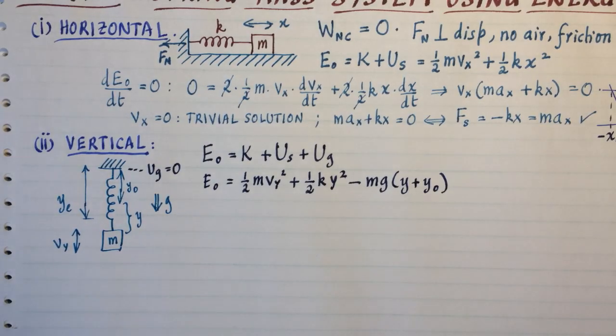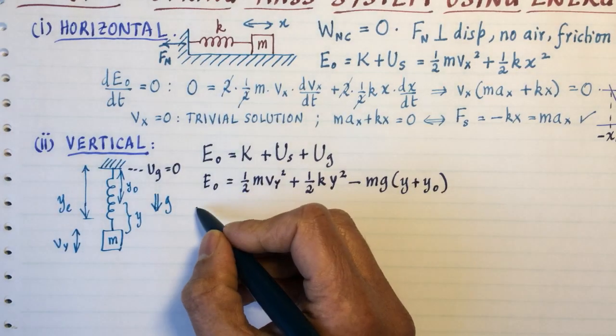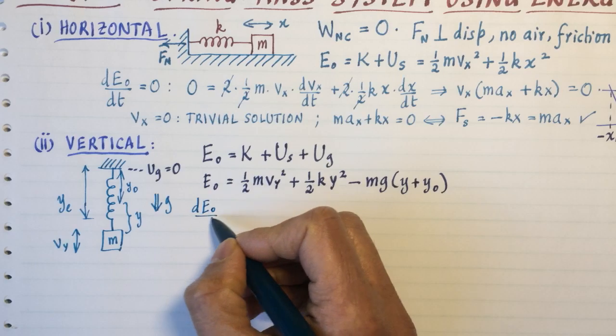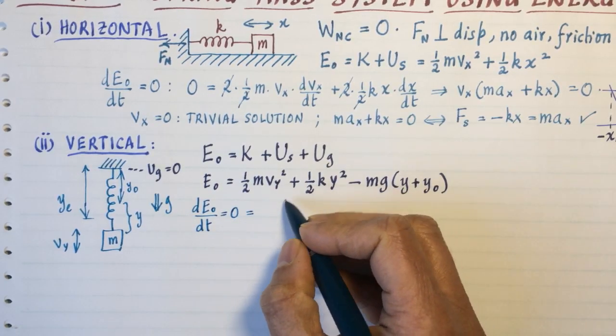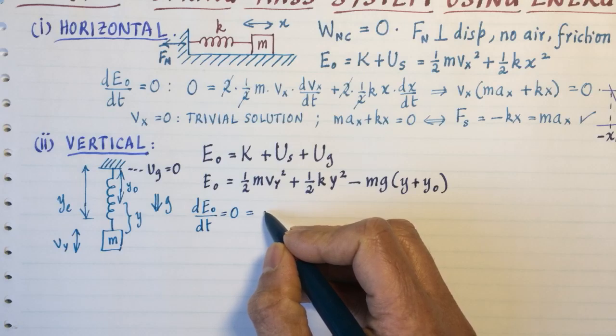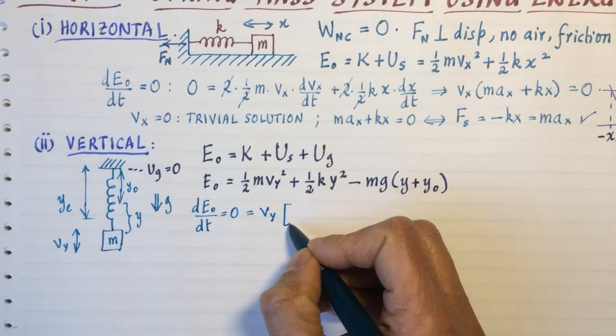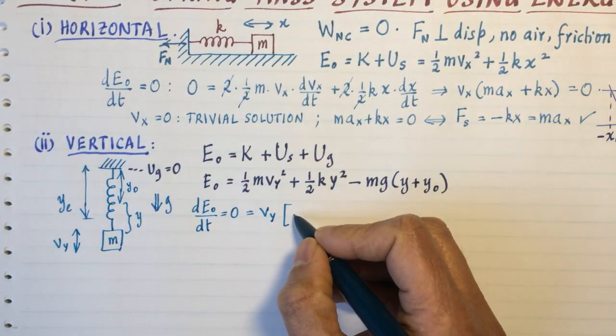So just as we did for the previous problem, the line of attack for this problem is exactly identical. We're going to differentiate both sides with respect to time, and set it equal to 0. So I'm going to get the 2 cancels out in the same way as before. So I have v_y in common. I'm going straight to that step.